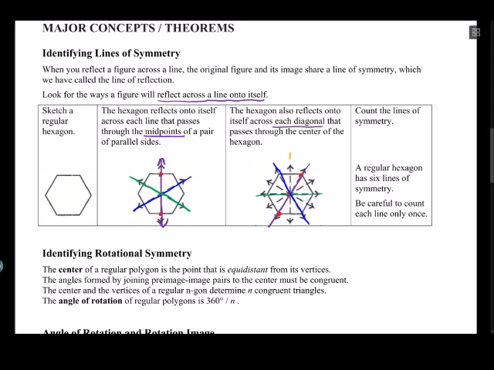So we start here at the top: 1, 2, 3, 4, 5, 6. Be careful to count each line only once, because this line down here, right here, that is the same line that we counted as line number 1. So we don't want to count that. So a regular hexagon has 6 lines of reflectional symmetry.